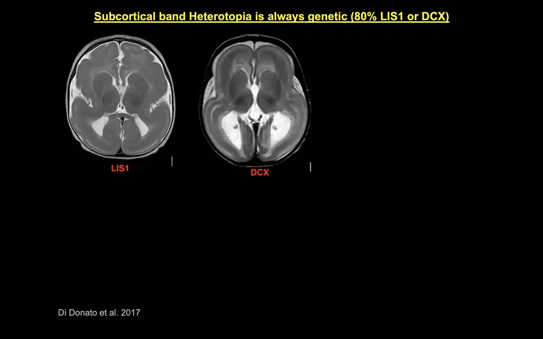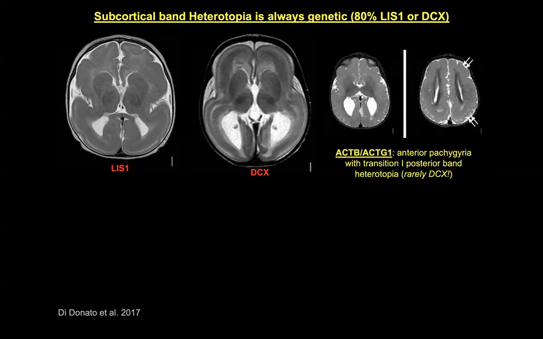The gradient can be a bit different, but there is a lot of overlap. LIS1 is more posterior, but there is a lot of overlap, and 80% of the subcortical band heterotopia are LIS1 or DCX related. However, remember that there are also some other causes of posterior band heterotopia with anterior pachygyria that can be related to ACTB, ACTG1 genes.